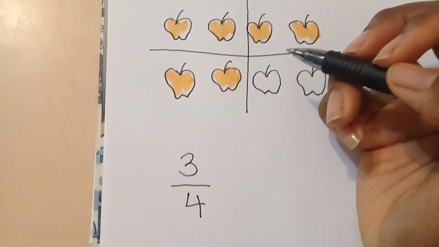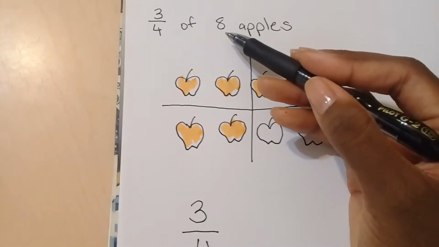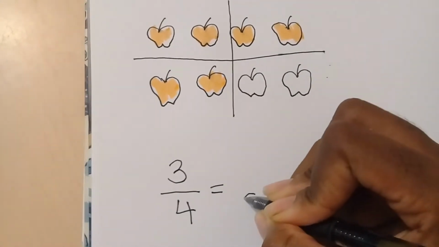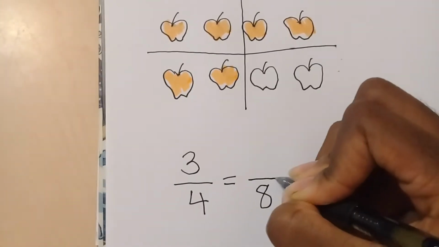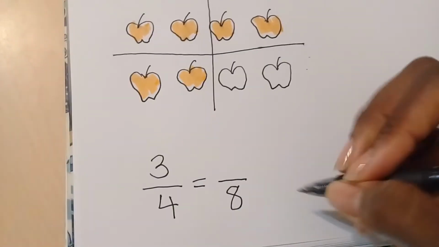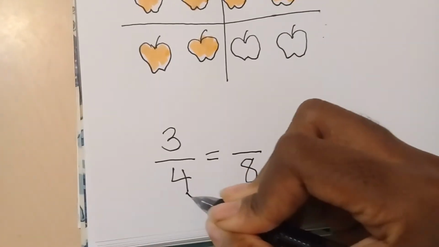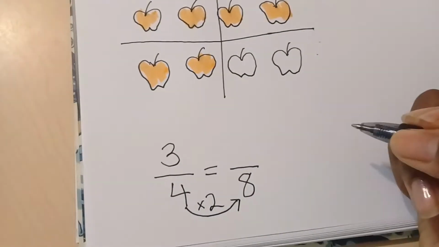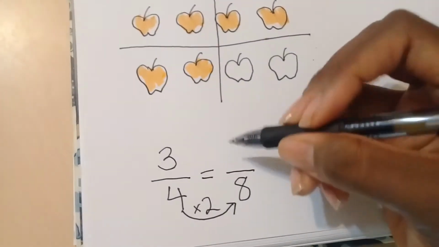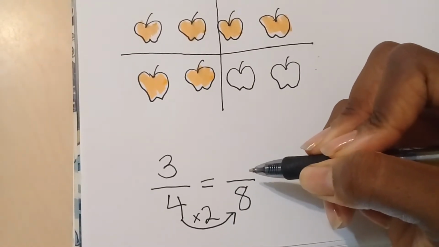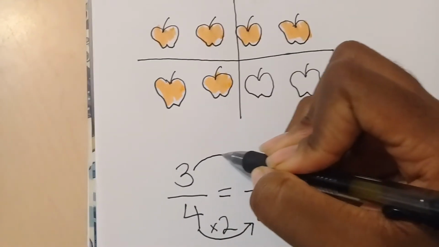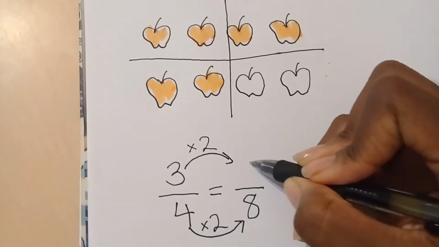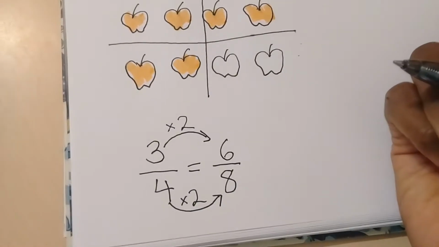So what I can do instead, so that I can find what 3/4 of 8 is, I can change that denominator so that my group is made up of 8 pieces or 8 apples instead of 4. How do I get from 4 to 8? Well, 4 times 2 equals 8. So to find out how many of my apples would be shaded, I need to do the same thing to my numerator. 3 times 2 equals 6. And there's my answer again.